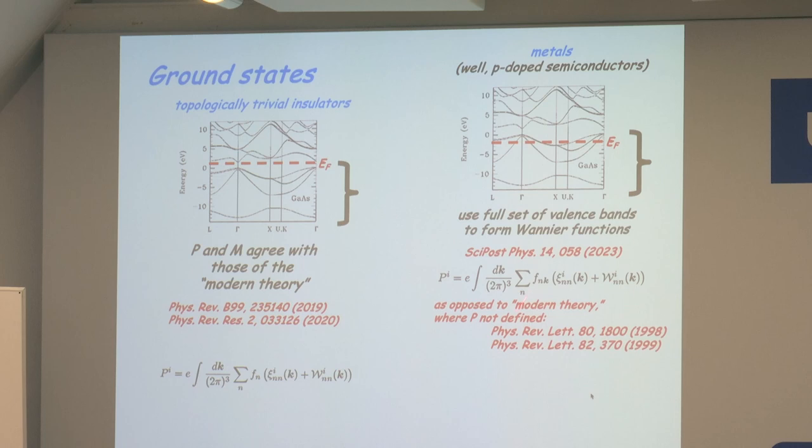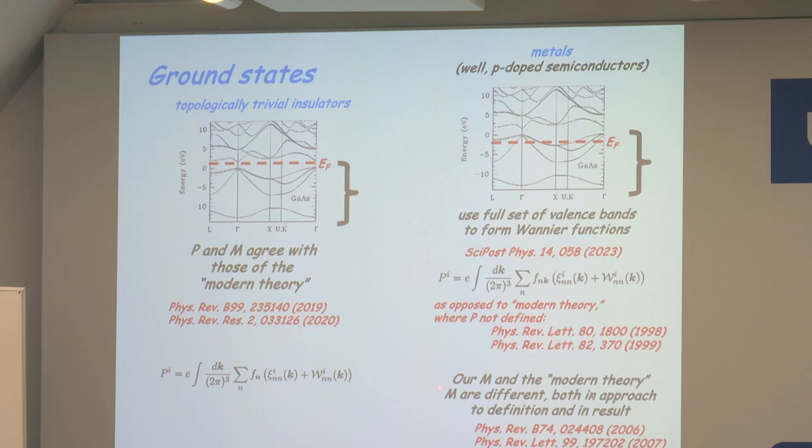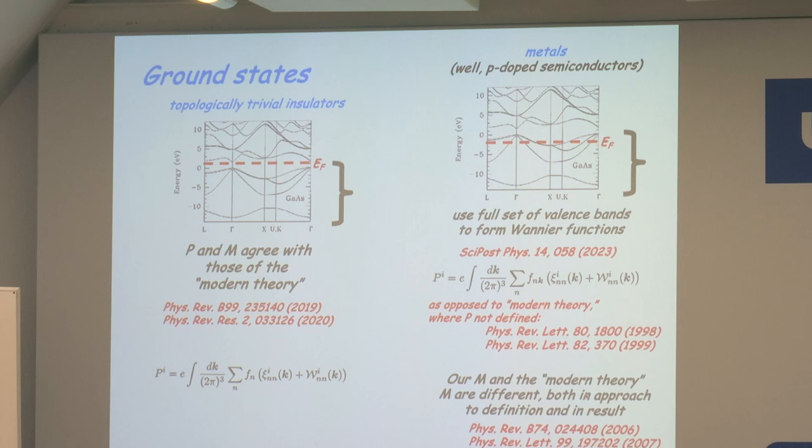Likewise, we can define a magnetization in this way. We don't have to talk about chemical potentials or anything like that. We have our Wannier functions and so on, and we can define a magnetization. And our magnetization and the modern magnetization are different. They just come out to be different.